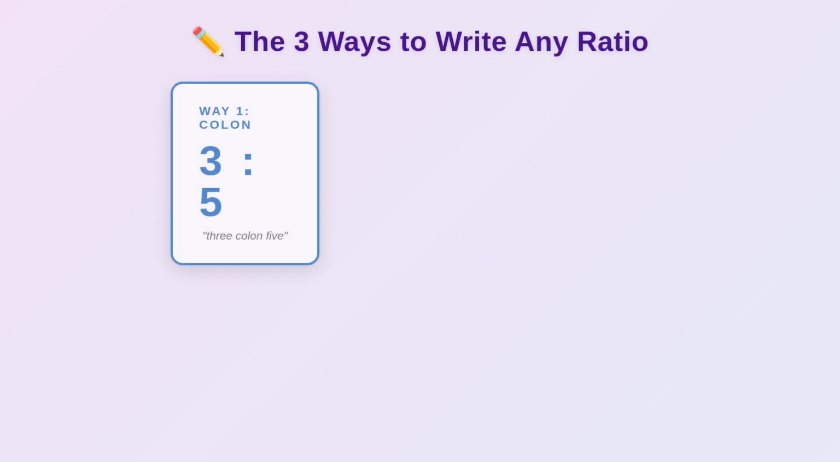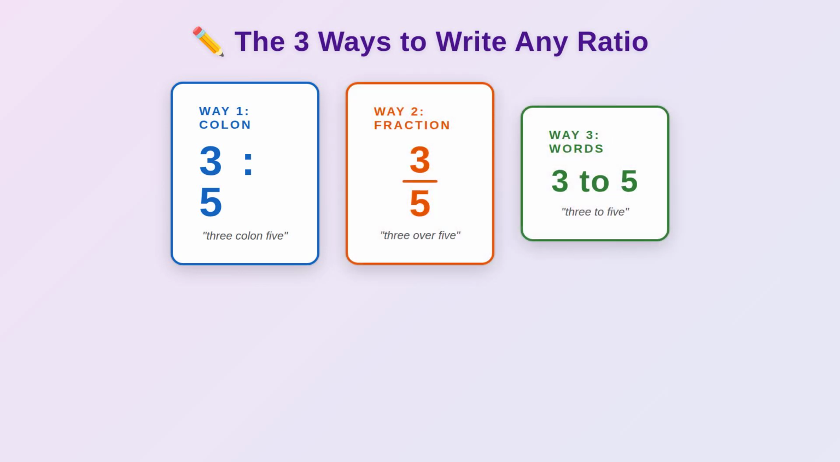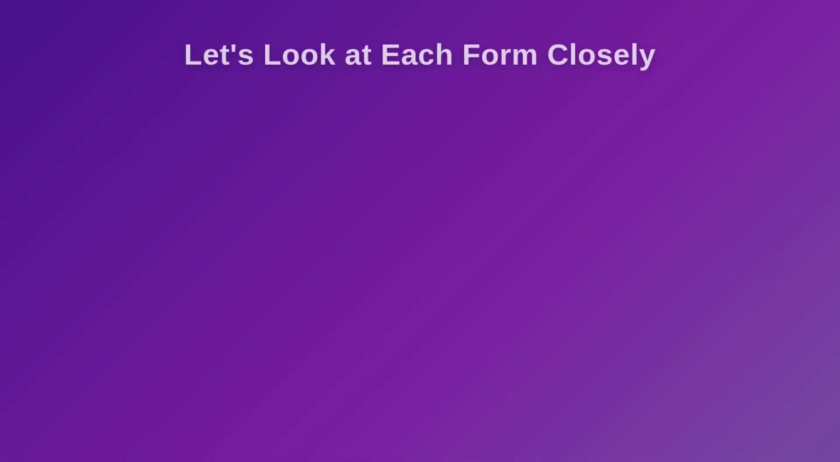Here's the big secret Maya needed. Every single ratio can be written 3 different ways. Way number 1, using a colon, like 3:5. Way number 2, as a fraction, with 3 on top and 5 on the bottom. Way number 3, in words, just say 3 to 5. All 3 mean the exact same thing. They're just different outfits for the same ratio. Maya writes all 3 in her notebook, and suddenly her teacher's question doesn't seem so scary anymore.